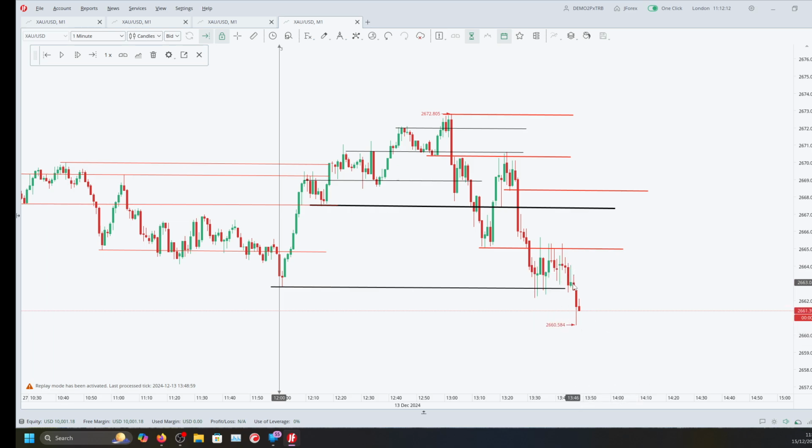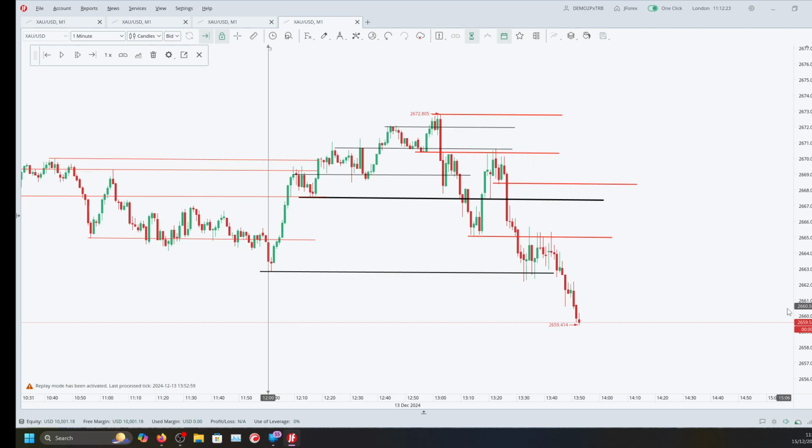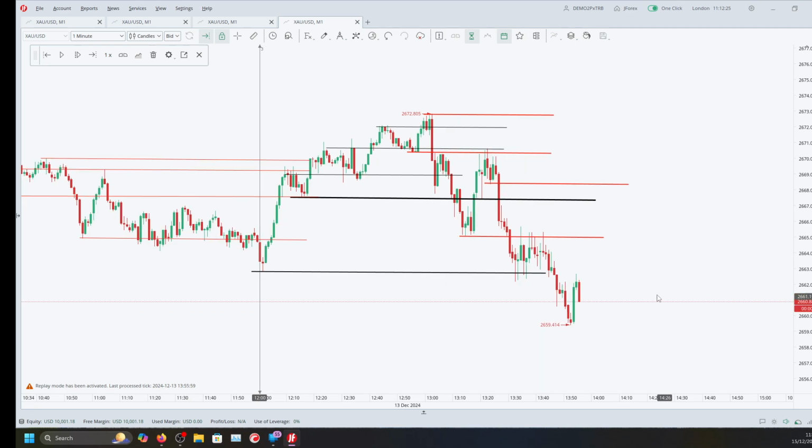See, if I wasn't short there, now I'm looking for price to come back and approach this low point from below. There we go. Now we're getting rejection off of this low. See, we're getting rejection from above. Now we're getting a rejection from below. So now I'm short.